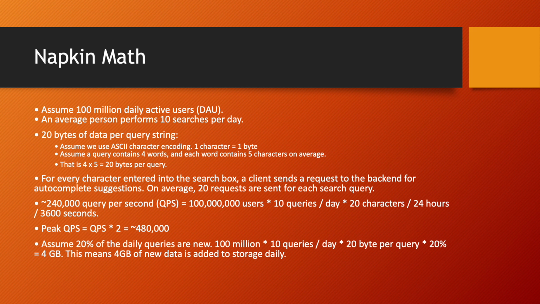So let's do some napkin maths. Let's assume 100 million daily active users, and an average person does, let's say, 10 searches per day. Assume 20 bytes of data per query string, and for every character entered into the search box, the client sends a request to the backend for autocomplete suggestions, and this amounts to around 240k queries per second. If we take peak QPS as double that, it leads to 480k or around 500k QPS. In terms of storage, it might mean 4 GB of new data is added to the daily storage. You can see the maths in this slide.